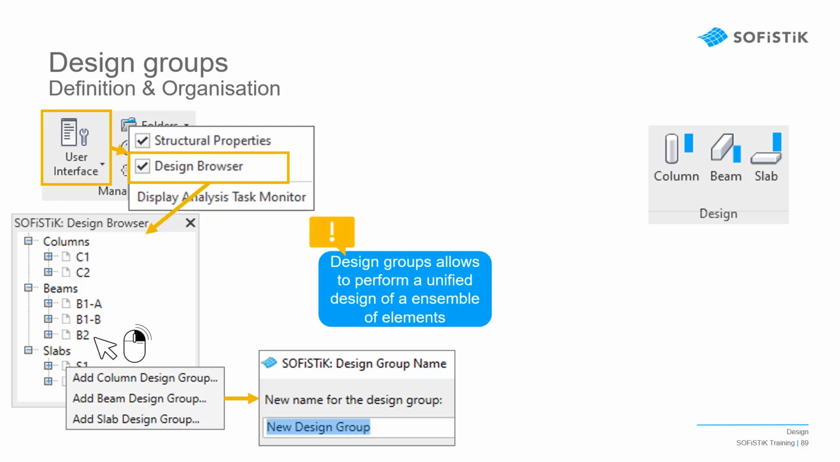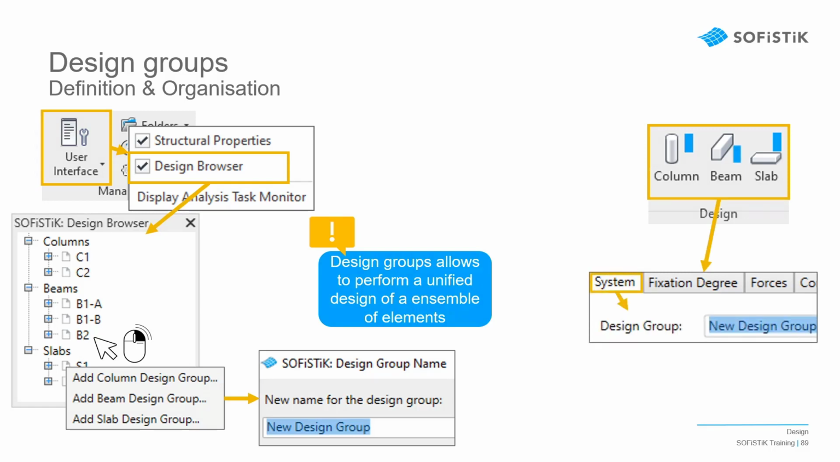Alternatively, you can also directly select one or several elements in Revit and then click on the Design button to directly start the definition. In the tab System, you can then enter the name of the design group.